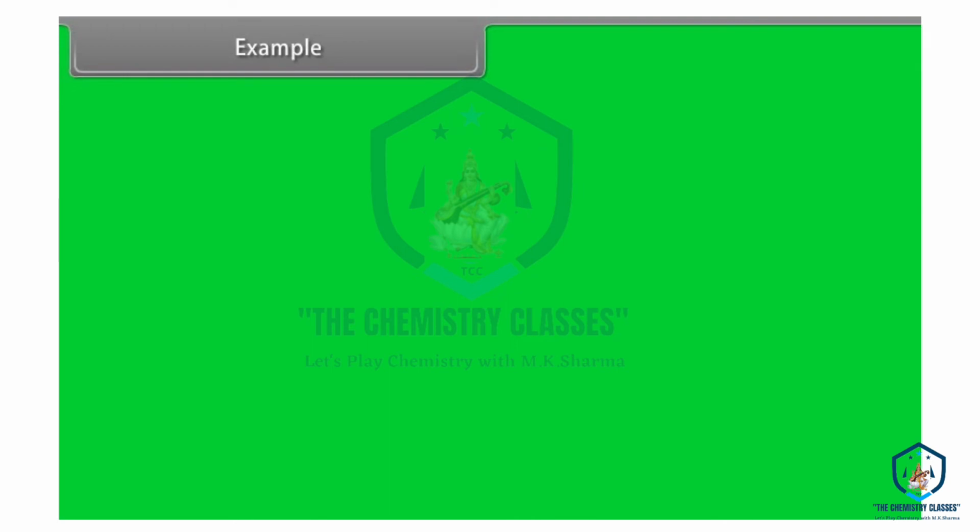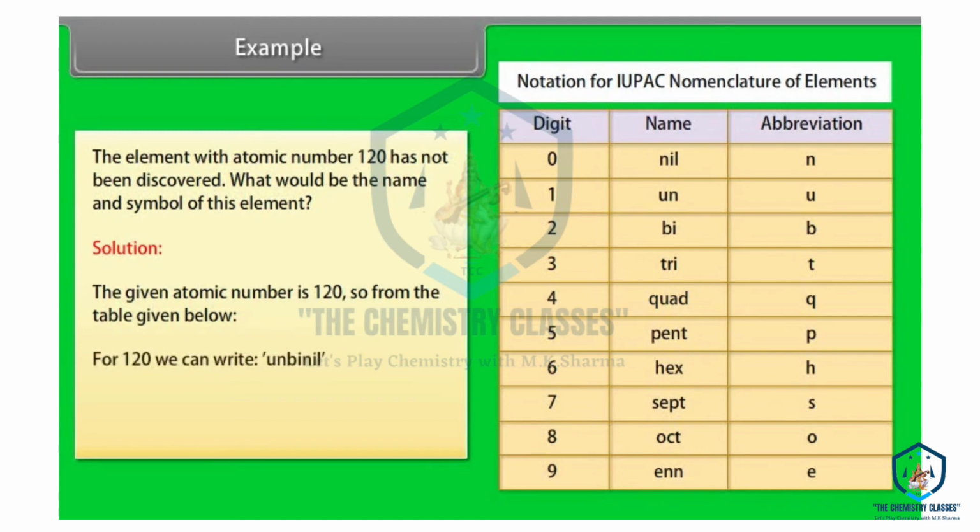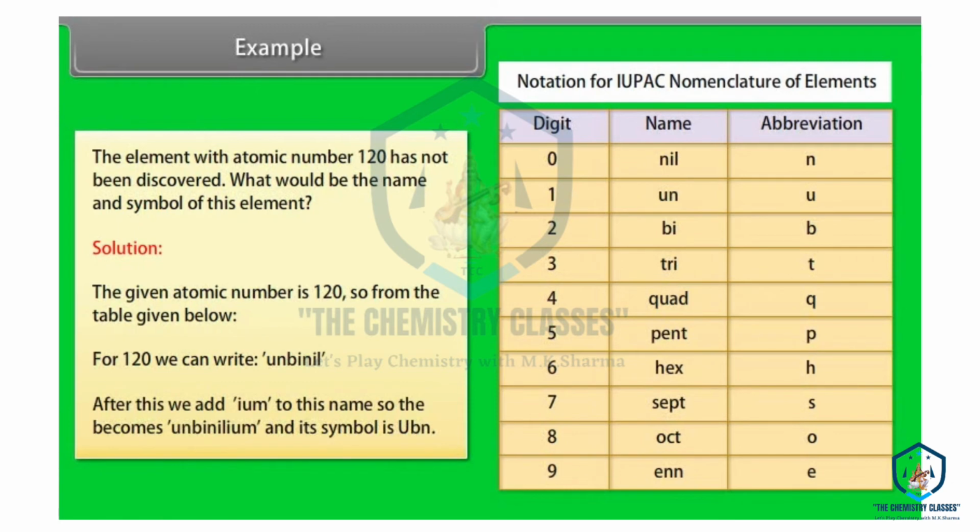Example: the element with atomic number 120 has not been discovered. What would be the name and symbol of this element? Solution: the given atomic number is 120, so from the table given below, for 120 we can write unbinil. After this, we add -ium to this name, so it becomes unbinilium and its symbol is Ubn.